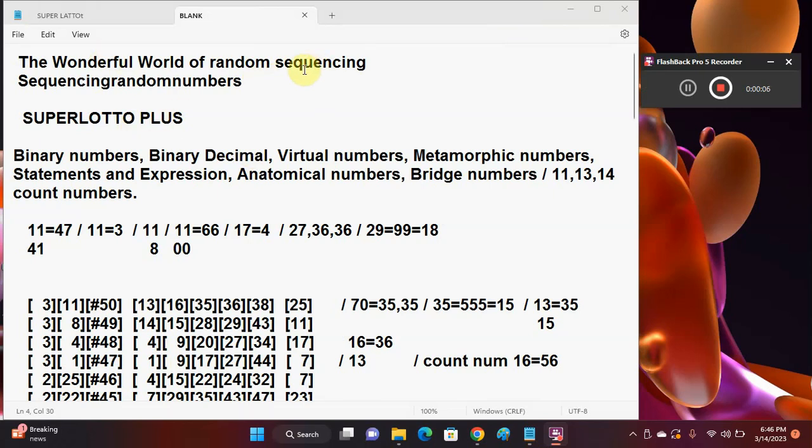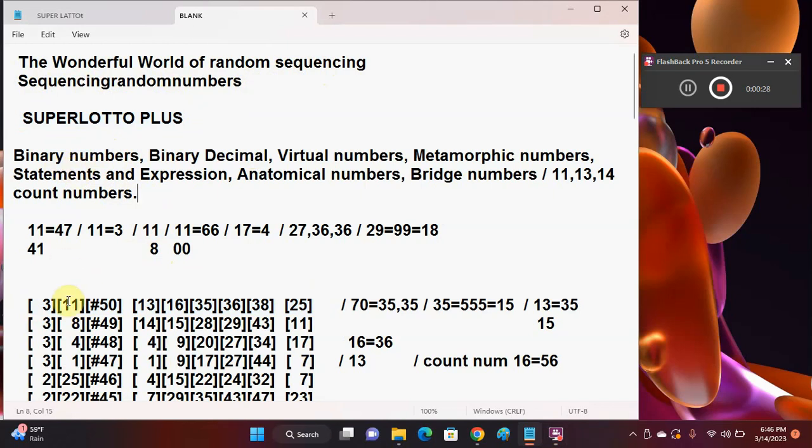I also have another YouTube channel called Sequencing Random Numbers, and we're going to be dealing with Super Lotto Plus, and one sequence in particular, this sequence right here. But before we get into talking about the sequences, we'll have to explain a few concepts here.